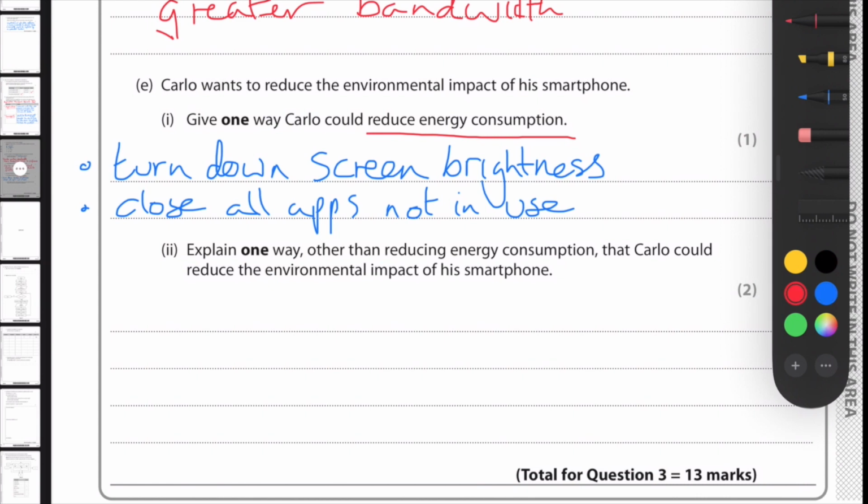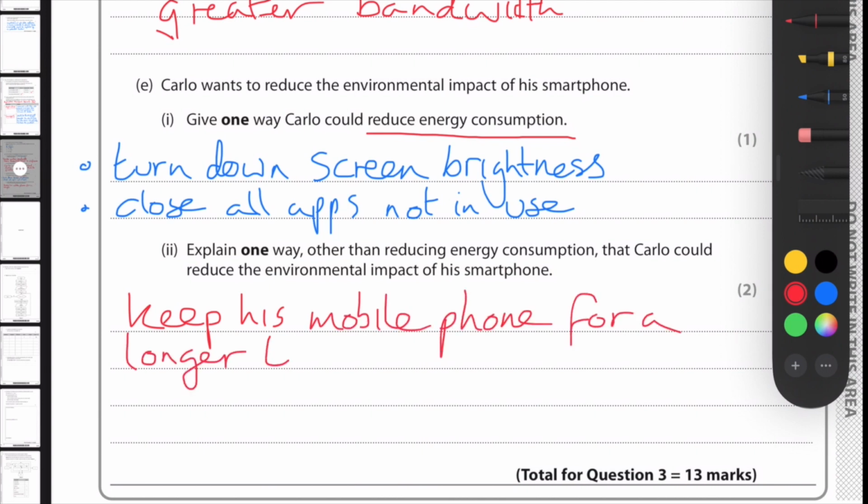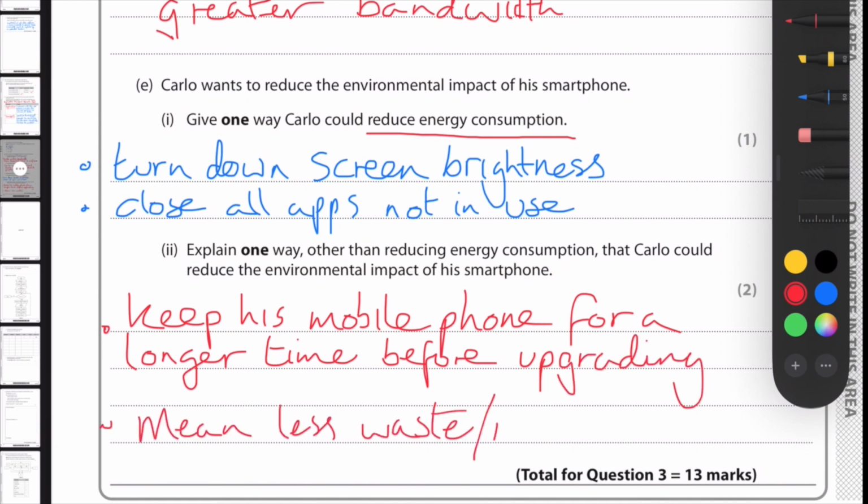Okay, explain one other way that Carlo could reduce the environmental impact of his smartphone. Explain one way other than reducing energy consumption. He could keep his mobile phone for a longer time before upgrading, which would mean less waste because there's no disposal. You're not getting rid of the phone, you're going to keep it. So keep his mobile phone for a longer time before upgrading means less waste and no disposal. Okay, and that is it for question 3. So the total marks there would give us 13.